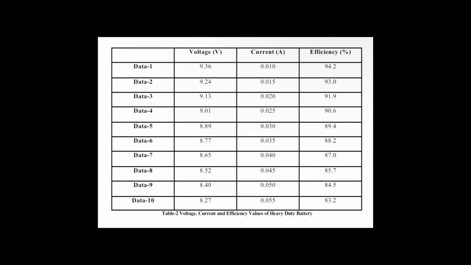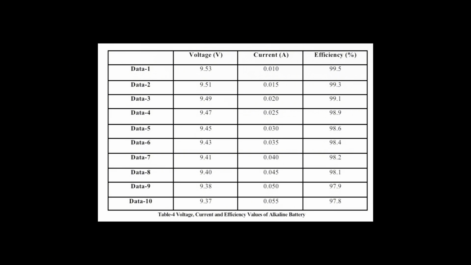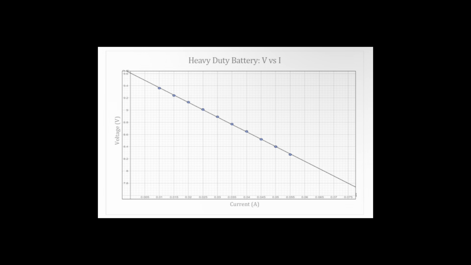Here are the tables displaying our experimental data for each type of battery. As you can see, they include the measured voltage and current, along with the efficiency values calculated based on the nominal voltage for each battery. Here is the best fit line for the heavy-duty battery under varied current. Now let's analyze the results of this graph. From the equation of the best fitting line, the internal resistance is 24.17 ohm and the experimental voltage is 9.61 volt. This confirms our nominal voltage value with only a 3.32% error.